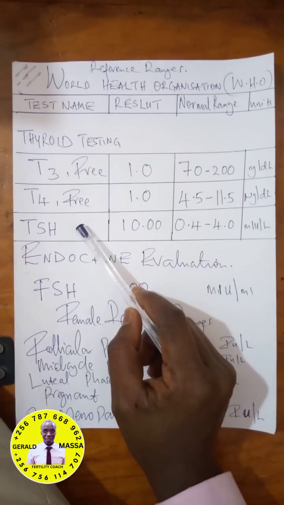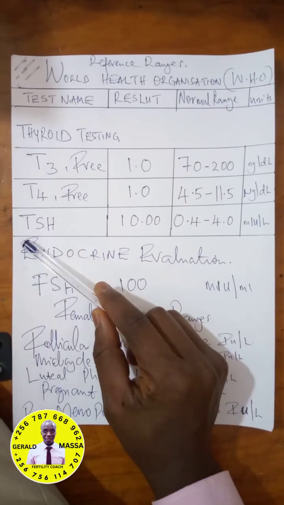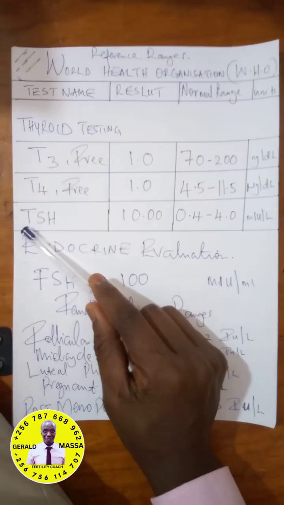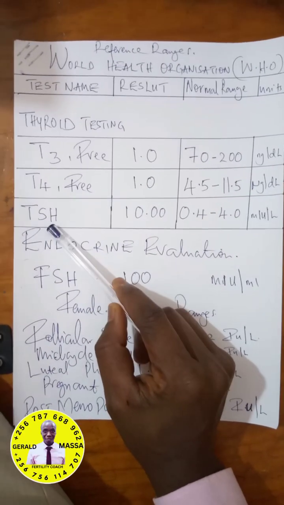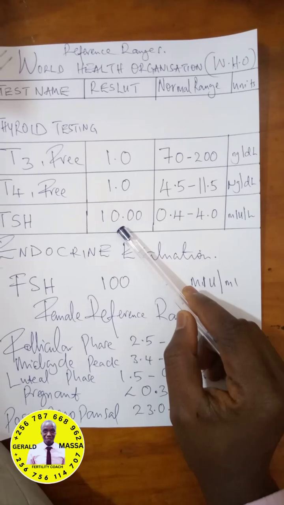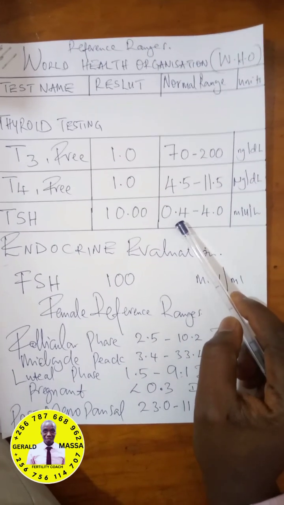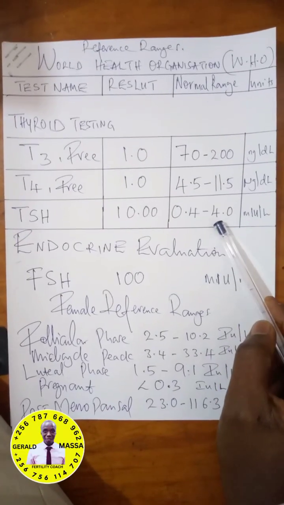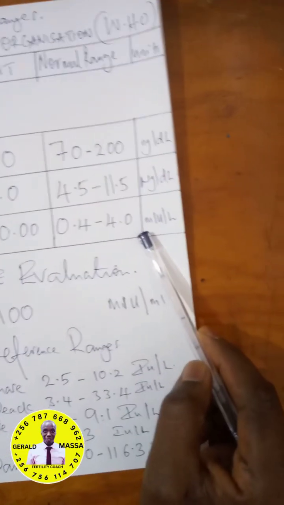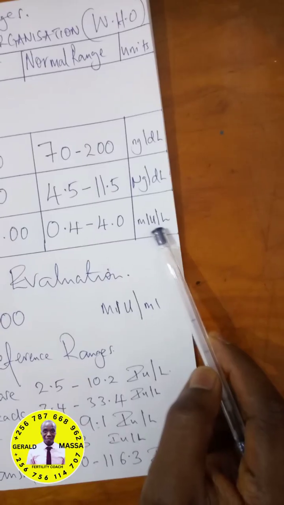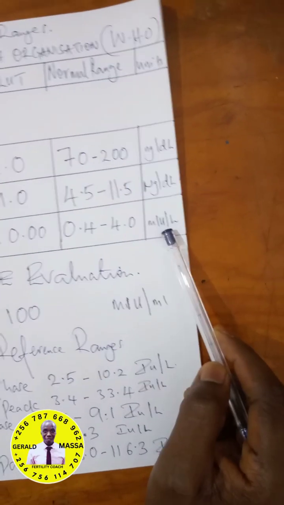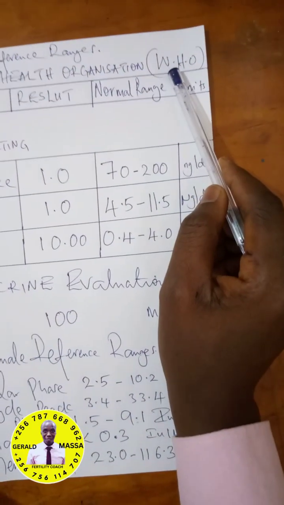Her TSH levels, TSH stands for thyroid stimulating hormone, TSH was 10.00. The normal is supposed to be 0.4 up to 4.0 milli international units per liter. That is according to the WHO.